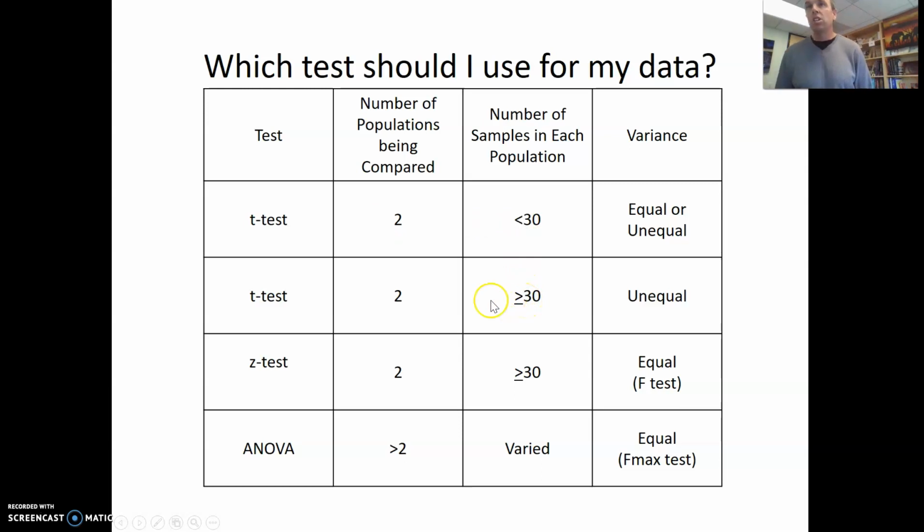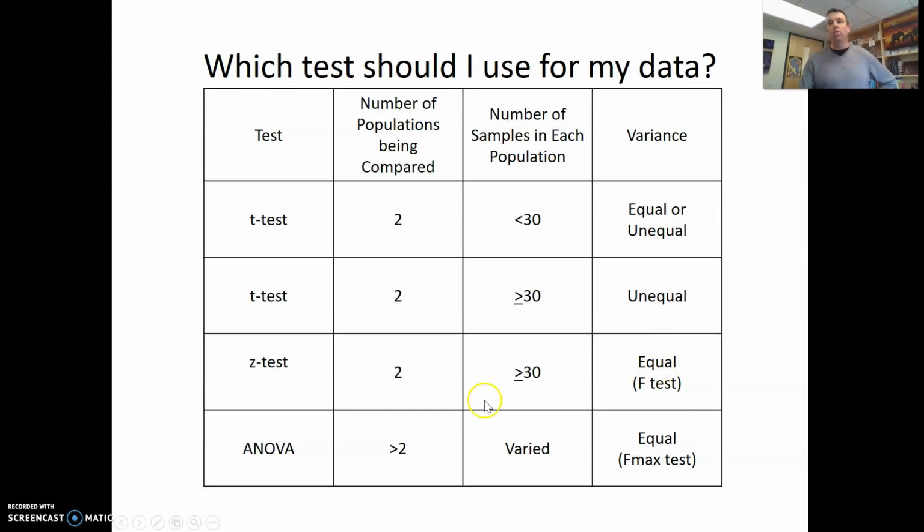The other reason you would choose a t-test over a z-test is if your variance between the two groups is not the same. And I'll talk a little bit more about how to test this in the next videos. But a t-test can be used for equal or unequal variance. A z-test, more powerful, but only useful if you have greater than 30 replicates in each group, and if both of those groups have equal variance. So you have to do an f-test to test for that variance first.